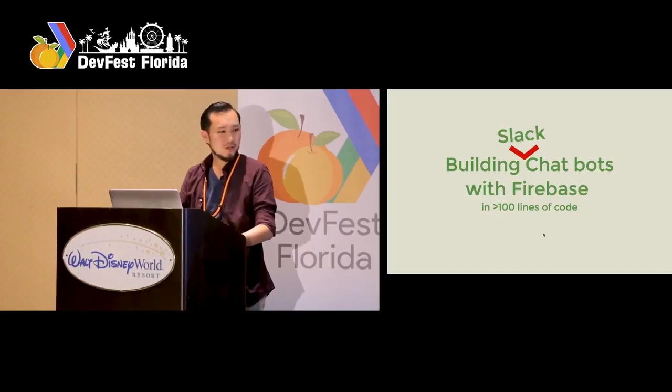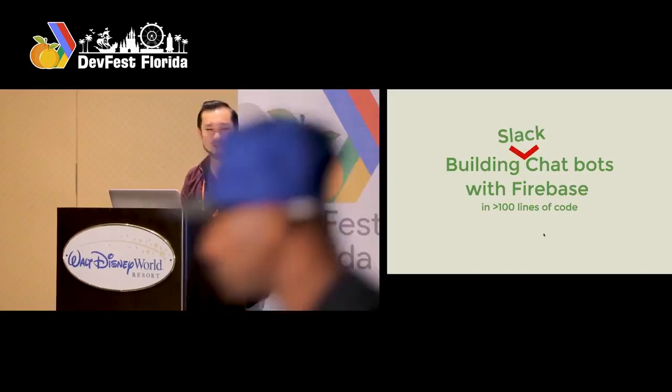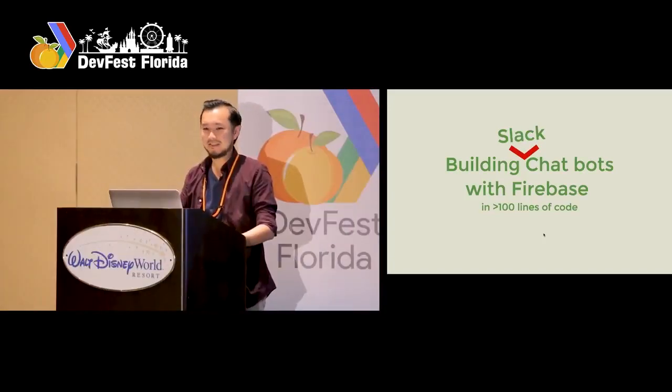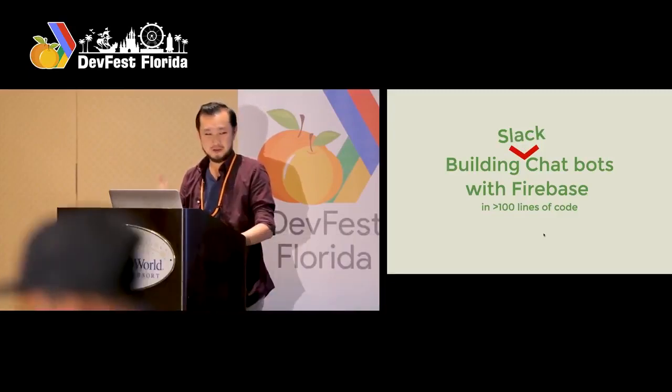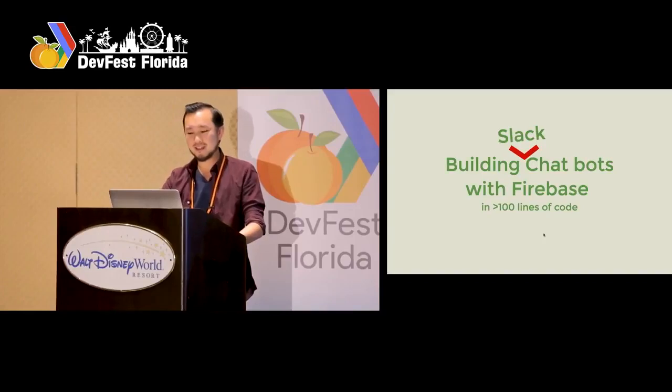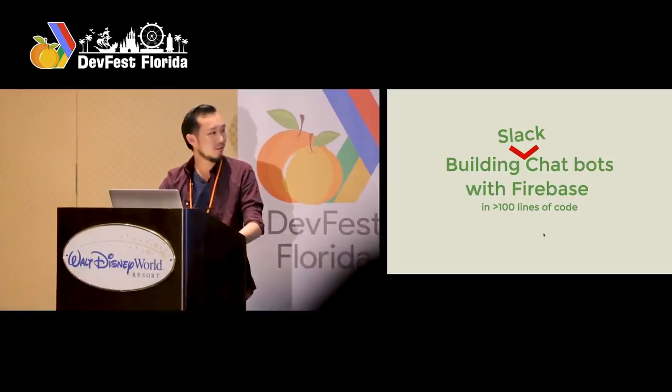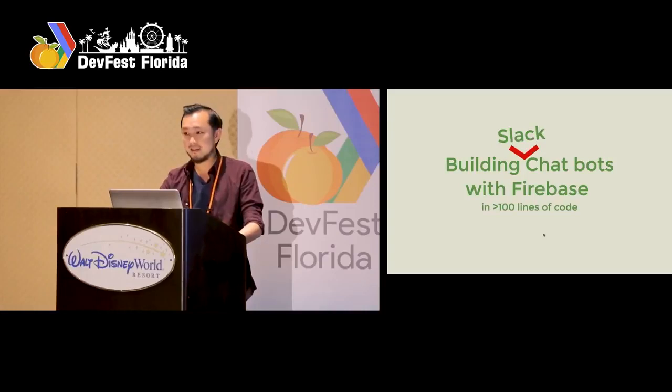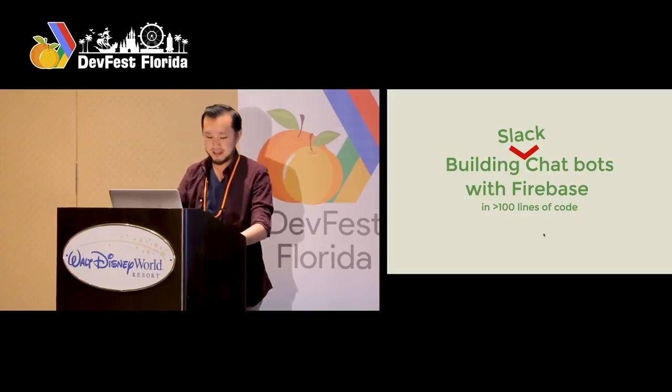And who here uses Slack? Raise your hand for me. About half the room. You're in the right place, because this is my revised title screen: building Slack chatbots with Firebase in less than 100 lines of code. One of the things I want to highlight is that it doesn't take a lot of code to get going, and Firebase really makes it easy and does a lot of the heavy lifting for you. But we'll get into that later.